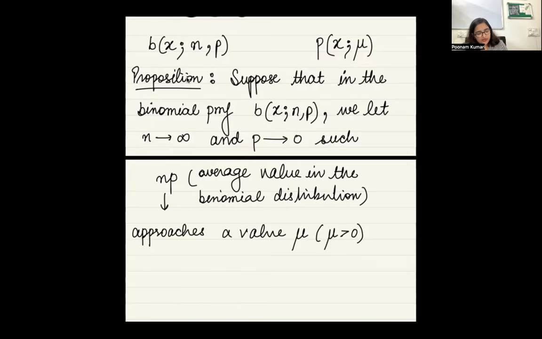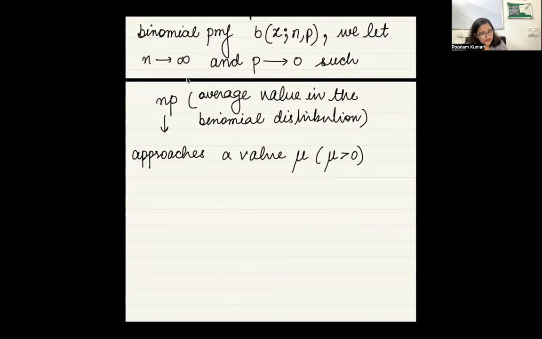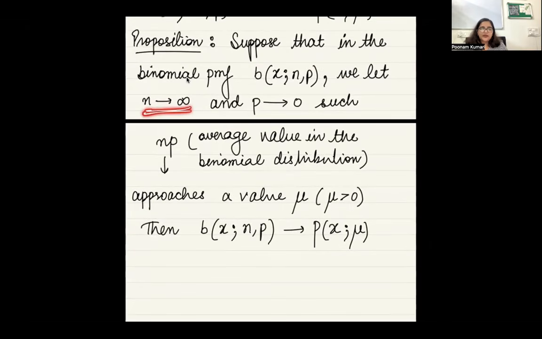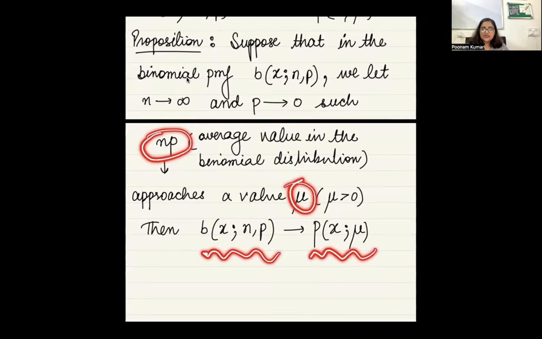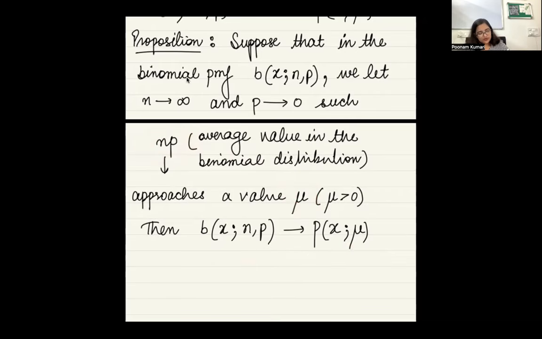Now what happens? If this is the situation, then we can say that this binomial distribution PMF that we have will approach the Poisson distribution. So what are we saying? That if your n value is tending to infinity, your p value is tending to 0, such that n times p is equal to mu, then this binomial PMF will tend to your Poisson distribution. This is the meaning of it.